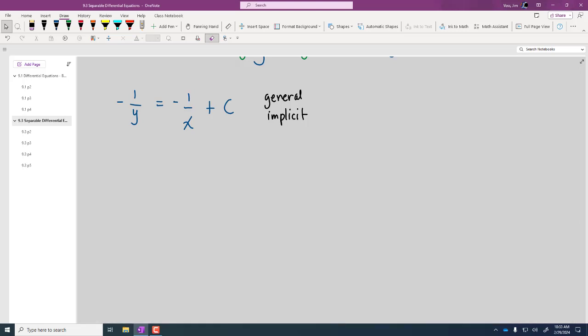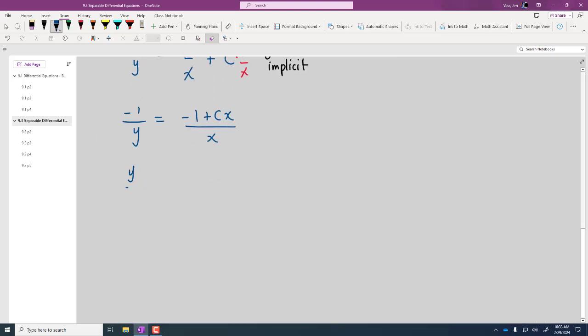So here we go. On the right-hand side, we need to get a common denominator. The common denominator would be x on the right-hand side. So I'm going to multiply by x over x to get the right-hand side. And I'm going to just make both sides a ratio. If both sides are written as ratios, then you can just flip both sides. So we can flip both sides now. So now we have y over negative 1 equals x over negative 1 plus cx. Just flip both sides.